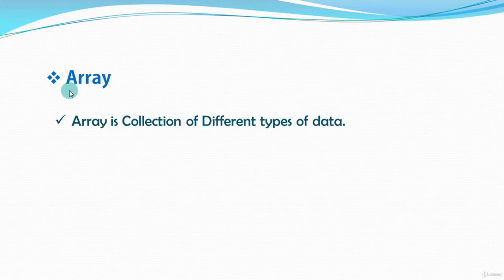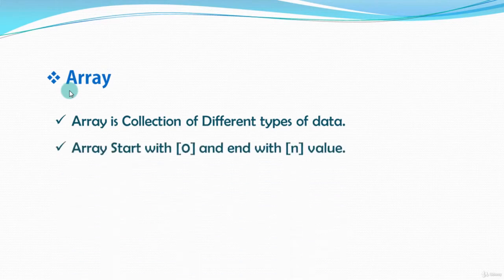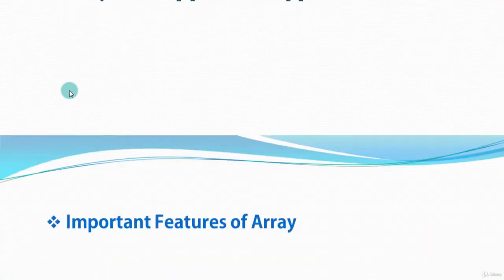Now let's move to the next topic, array. Array is just a collection of data. The data here means a collection of different types. It can be primitive or object type. Array is sequential data that starts with 0 and ends with n. So the n refers to the endless value.